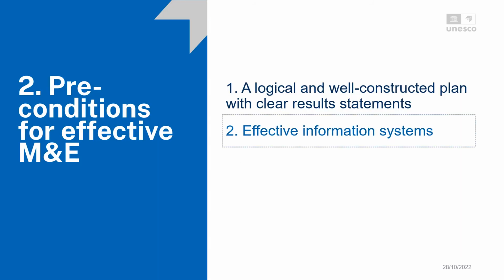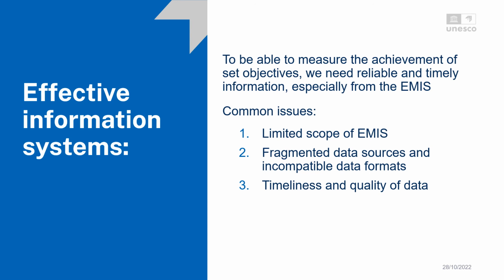Let's now look at the second precondition for effective M&E, effective information systems. In order to carry out monitoring and evaluation and be able to measure the achievement of set objectives, you will need reliable and timely information, especially from EMIS. The National EMIS is the most important information source for the construction of an indicator system, without which no efficient M&E system is possible. In many countries, obtaining and processing the necessary data for national statistics remains a persistent problem. Three critical issues can be observed and should be addressed.